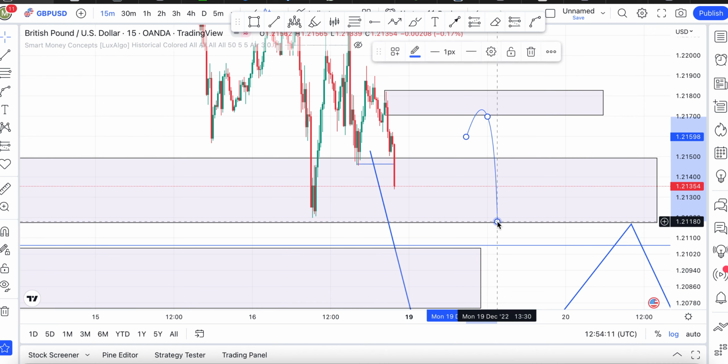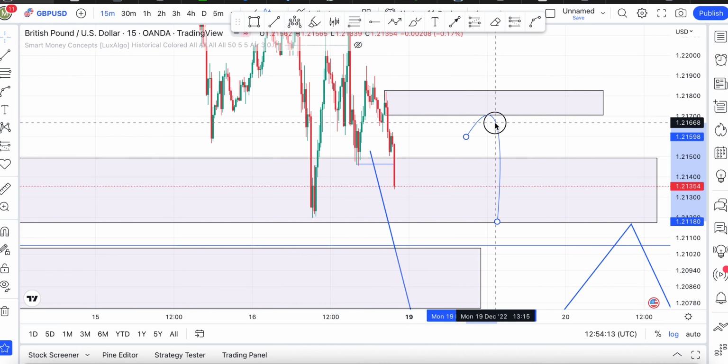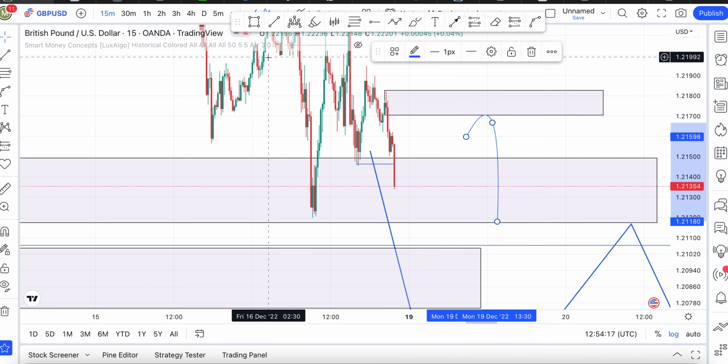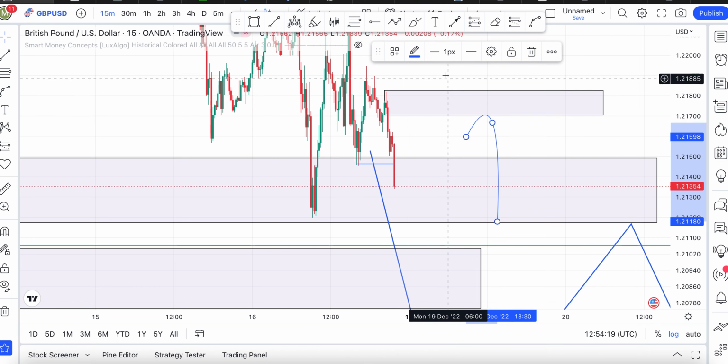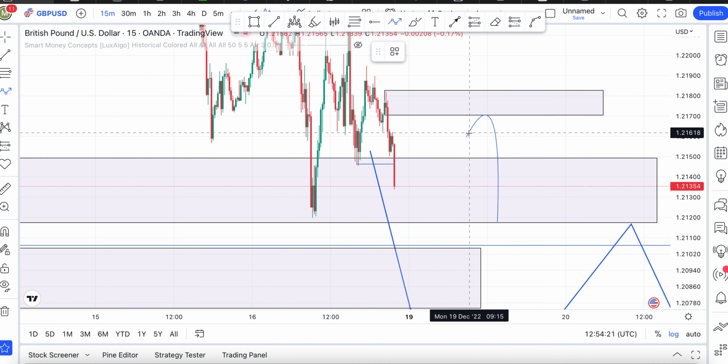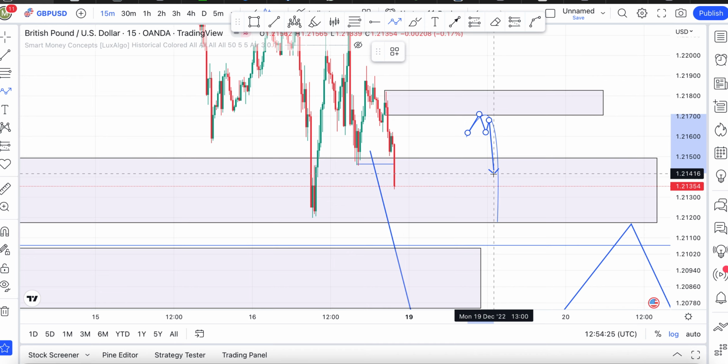Once I get my confirmation, I take the trade. And you can scale down to 15 minutes to get a confirmation. You need to see something like this forming here, double rejection, double top rejection, and then you can take a trade. But you need to wait for it to come to you. You need to wait for it.